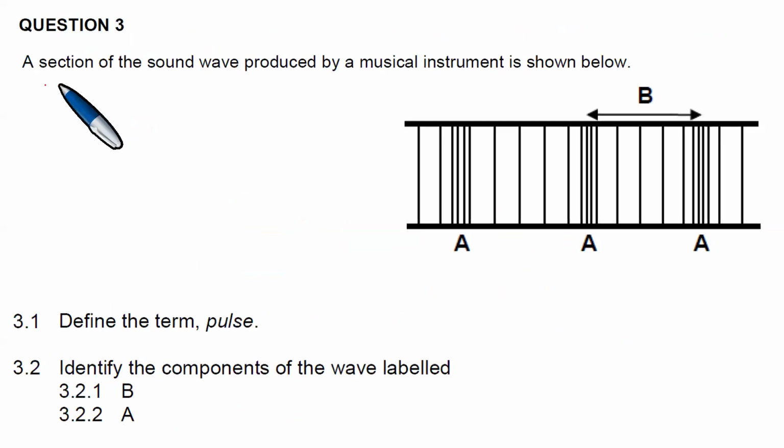Right, question 3. A section of a sound wave produced by a musical instrument is shown below. Okay, there's a sound wave that is produced by a musical instrument and is shown below. And so define the term pulse. What is a pulse? What do you think, Mpo? What is a pulse?